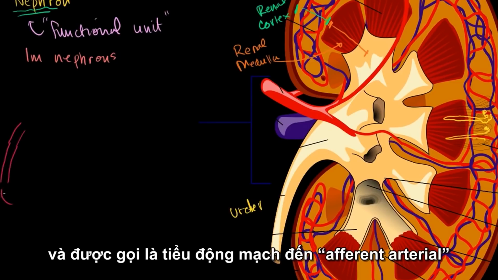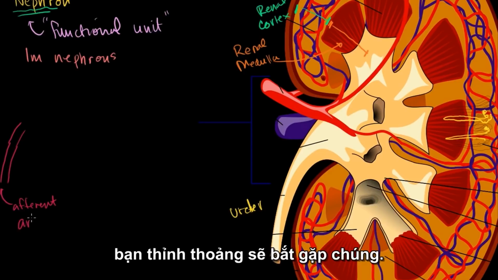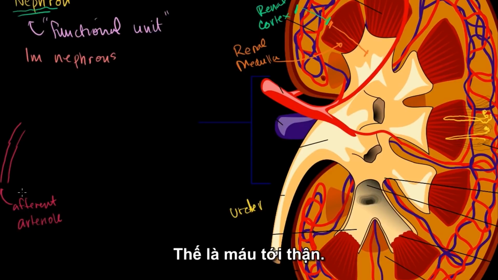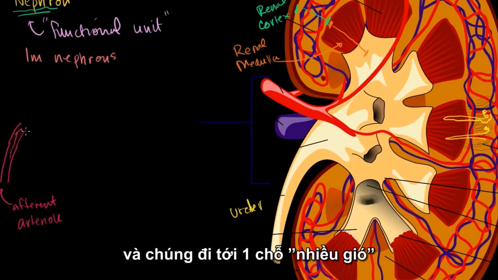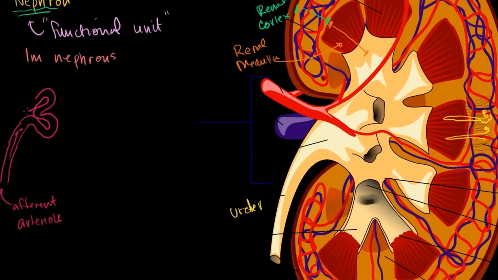This is called the afferent arteriole. You don't have to know the names, but you might see that sometime. Arteriole. Blood is coming in. Then it goes into this big windy place. And it really winds around like that. This is called the glomerulus. This is the glomerulus.